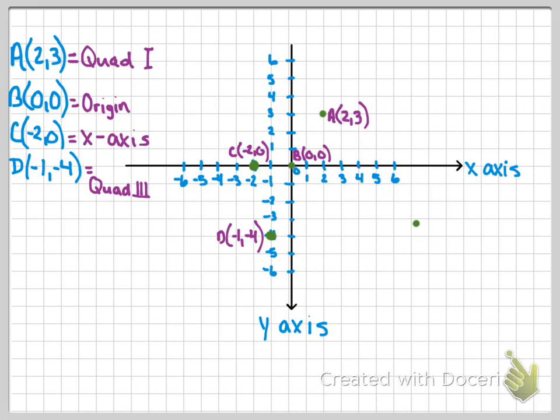Whoops. Hold on. I need to back up for a second. I accidentally did a point. All right. Okay, and if you understand that, that's everything you need to know for 6.8.